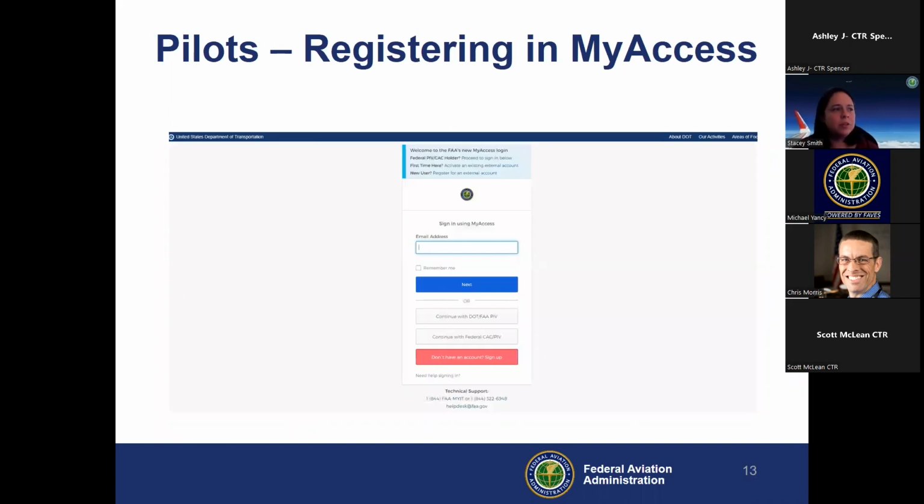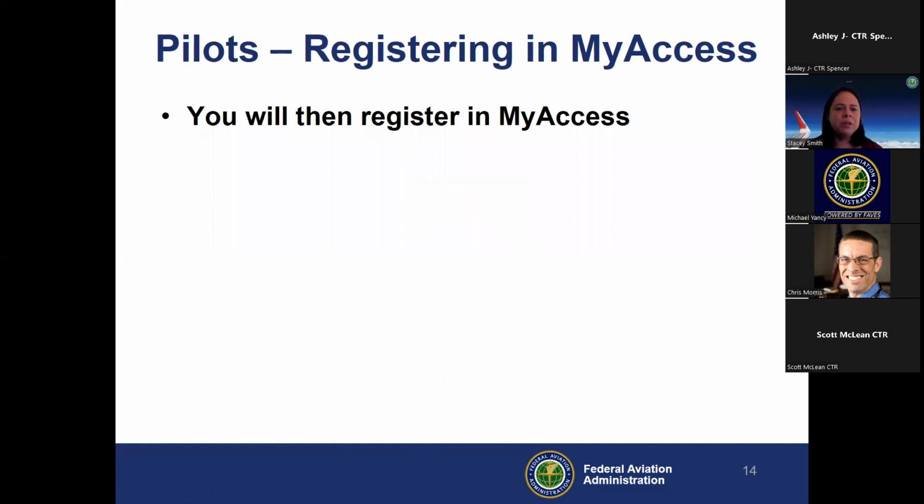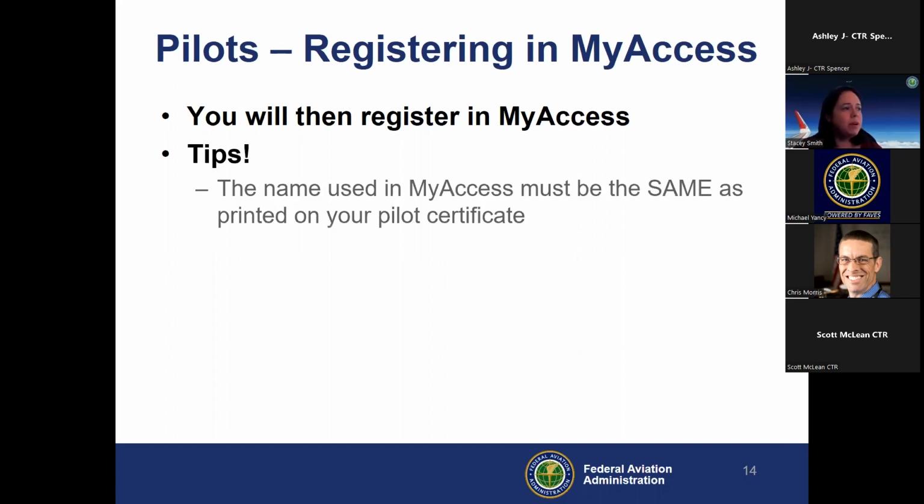Next, you will come to the MyAccess registration page. You'll select the bar over here in the bottom. So it says don't have an account, sign up here. From here, it will take you to the registration page where you will be asked to complete your personal information.